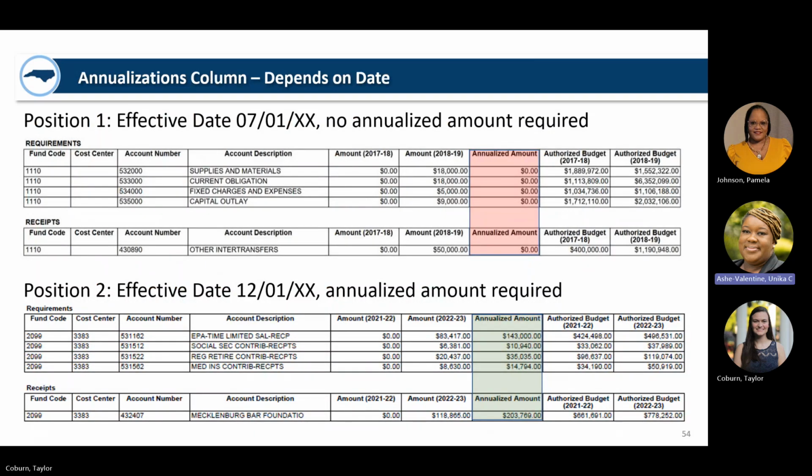The annualization column is utilized when revisions are recurring and have a non-7/1 effective date. This is an example of a position revision with an effective date of 7/1. The annualized column is not required. Position 2 has an effective date of 12/1. The current year budget salary amount is prorated and the annualized column will be required.